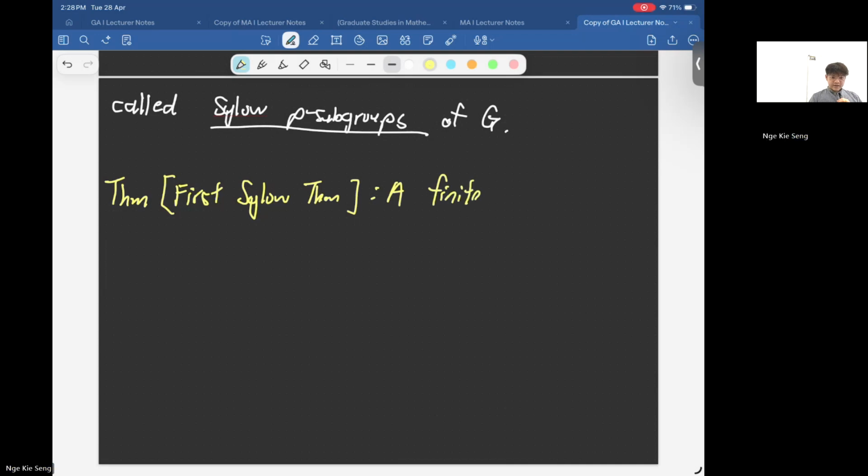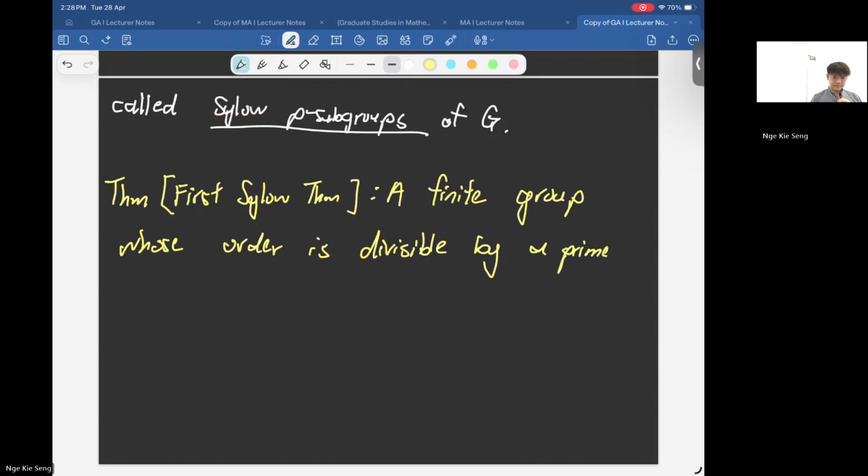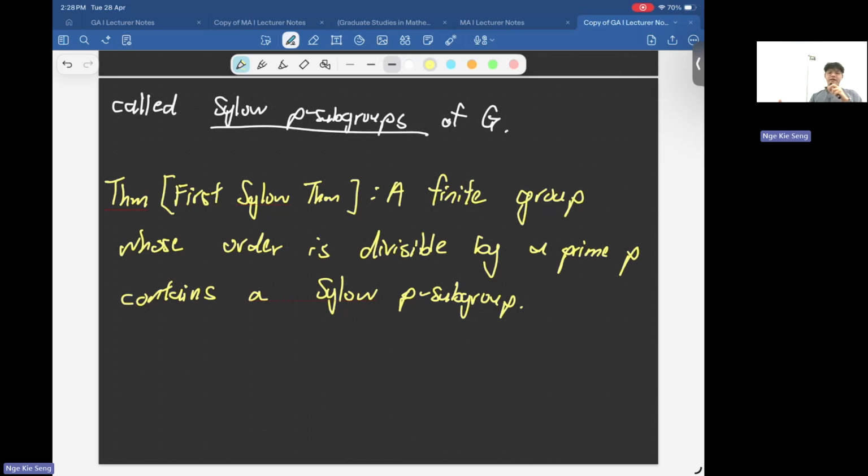A finite group whose order is divisible by a prime P actually contains a Sylow P subgroup. Meaning if you have a finite group, whatever prime you find in the decomposition of the group order, you can find a Sylow P subgroup. You might think, how am I going to find the generator? What do you think? How on earth are you going to find this subgroup?